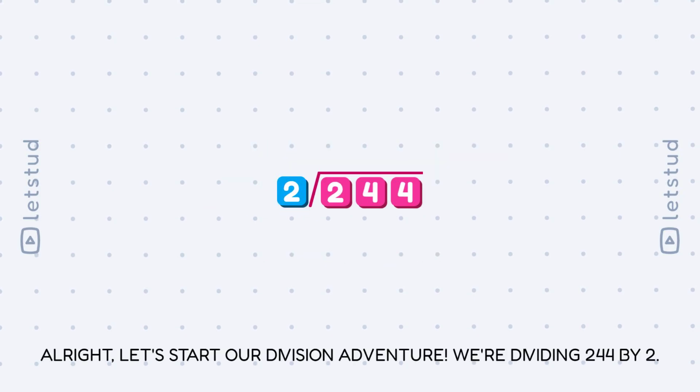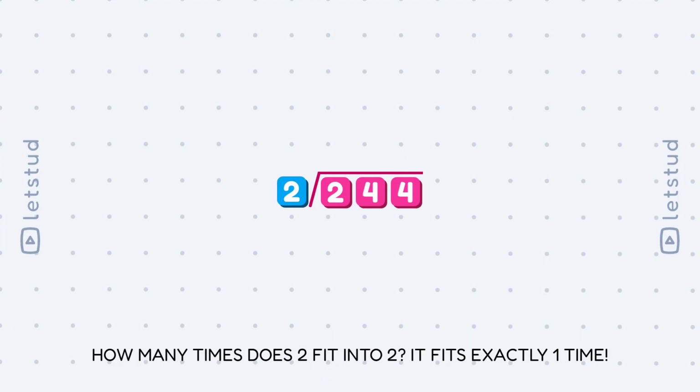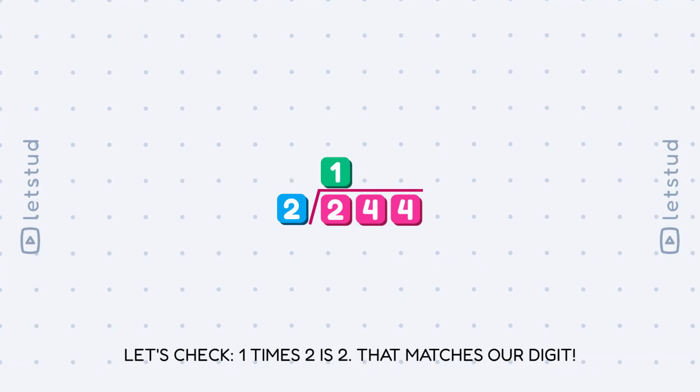Alright, let's start our division adventure. We're dividing 244 by 2. We look at the first digit of 244, which is 2. We'll use this digit for our first step. How many times does 2 fit into 2? It fits exactly 1 time. Let's check: 1 times 2 is 2, that matches our digit.